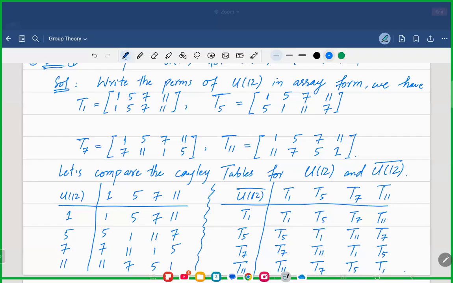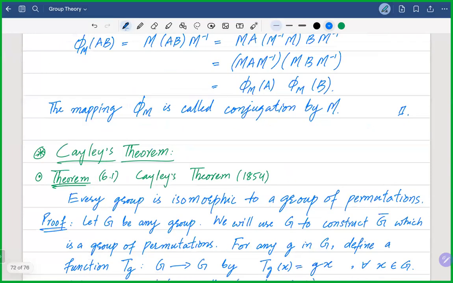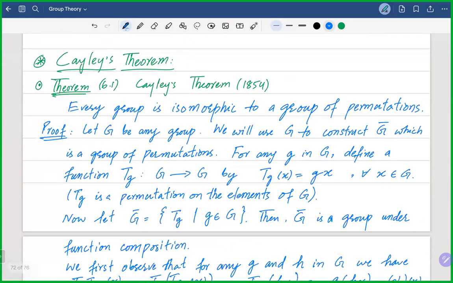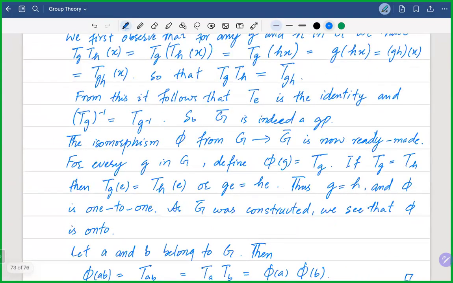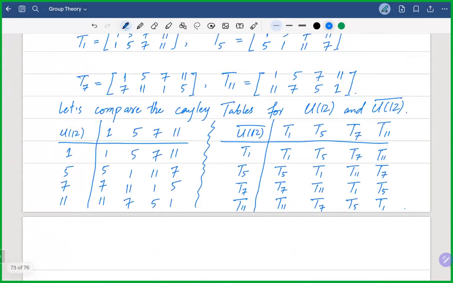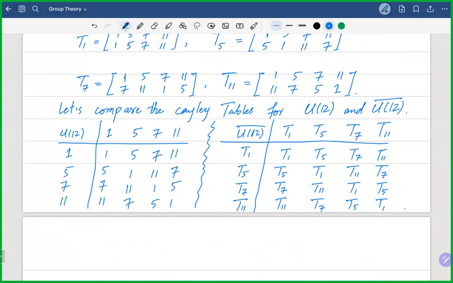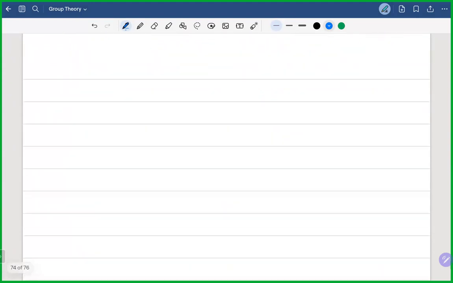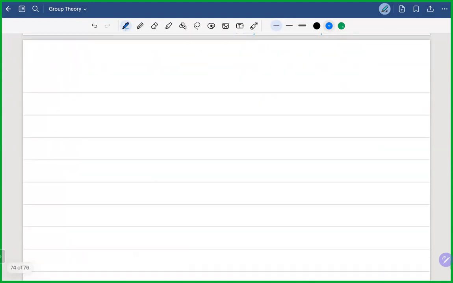Hi. So we have just explained the Cayley theorem, which says that every group is isomorphic to a group of permutations. We have proved that, and we have also given an example of how to construct the permutation group, given that you already have a group. Okay. Now we will talk about the properties of isomorphisms.